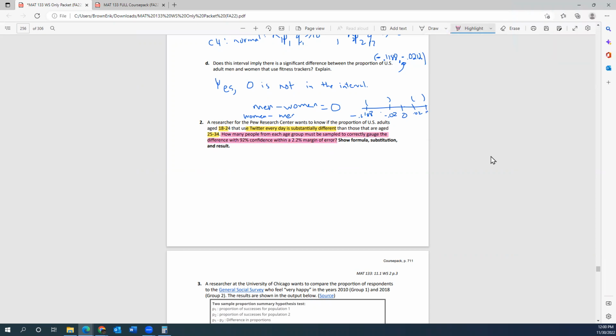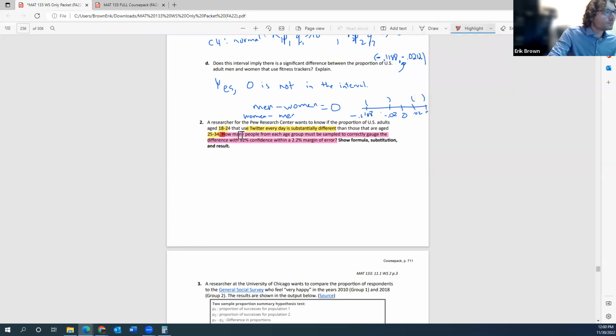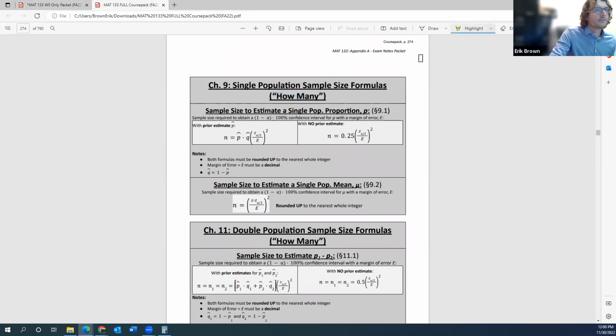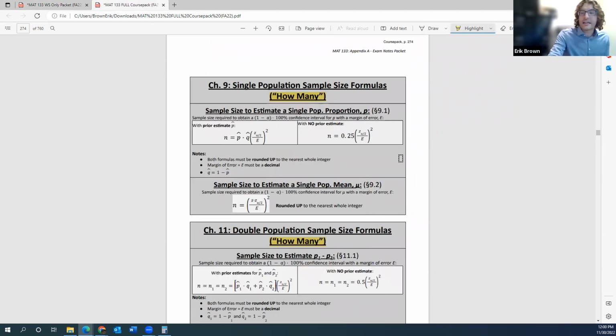Well, it's a proportion. How many? Ooh, that's a key word. What does "how many" tell us to do? Let's see. How many people from each age group must be sampled? See this? This is page 274 on your reference sheet, the "how many" question. It's calculate a sample size.